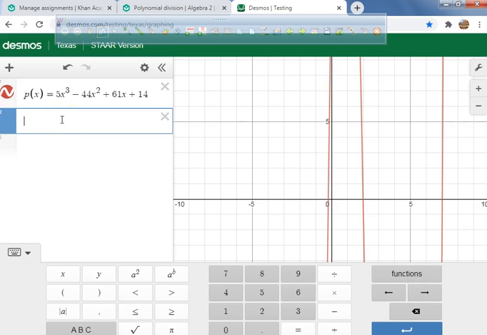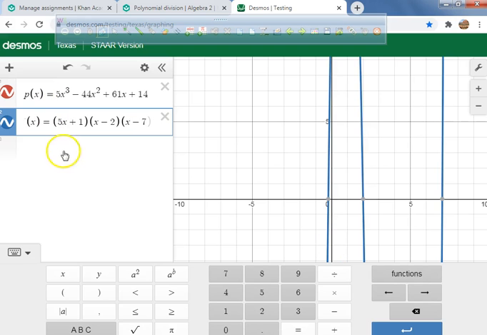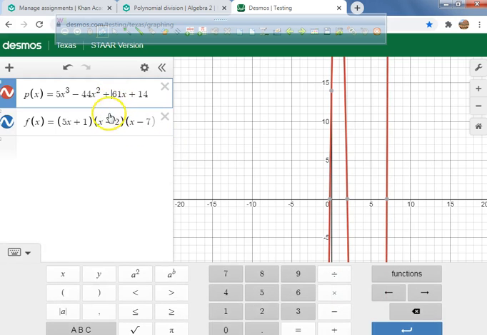Now, look, I'm going to change it to f of x. I know it's just for a different one. f of x equals, let's just do linear factors. Ready? What was the first one? 5x plus 1. And then what else? x minus 2. And then what was the last one? x minus 7. Okay. So here's the whole purpose of this. I want you guys to see that these are exactly the same function. This is just broken down into its factors.